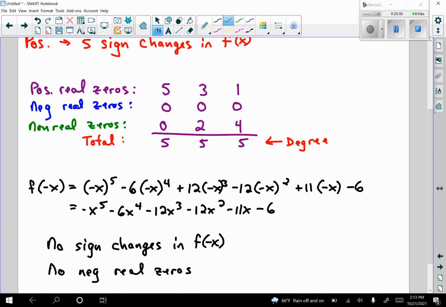If I have 3 positive real zeros and no negative real zeros, that means I have to have 2 what we call imaginary zeros to get 5, because 3 plus 2 is 5. If I have 1 positive real zero, and again we know we have no negative real zeros, I would need 4 imaginary or non-real zeros here to get to 5.